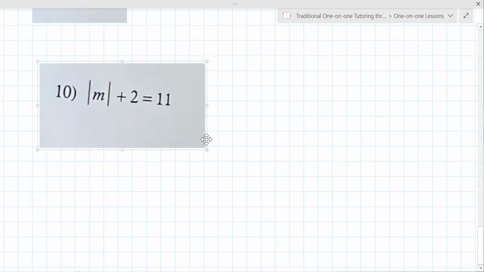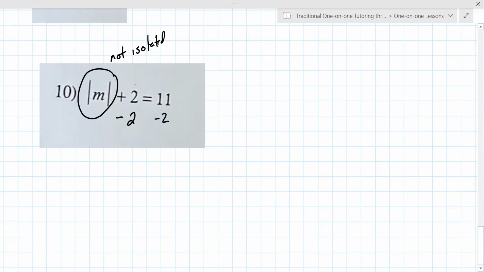Okay. So do you see that this is not isolated? What else is over here on the left side of the equation? Plus 2. So how do you undo that? Wait, are we now in number 10? Yeah. We're going to skip 8 for the moment. We're going to come back to it because this one is hopefully easier to understand. So the goal here is to isolate the absolute value, but this plus 2 keeps it from being isolated. Okay. So you have to undo it by subtracting 2 from both sides.